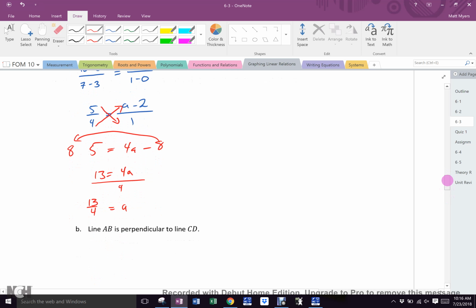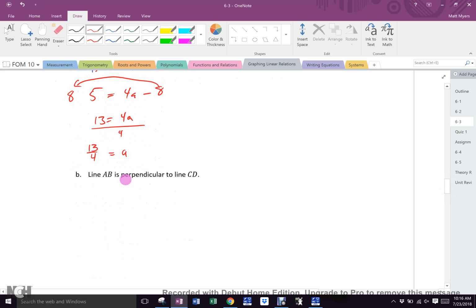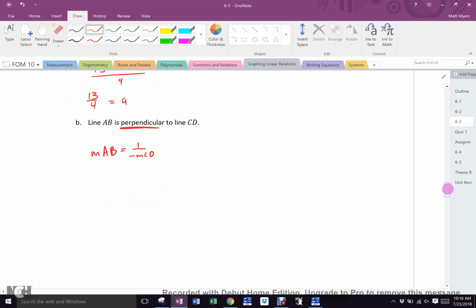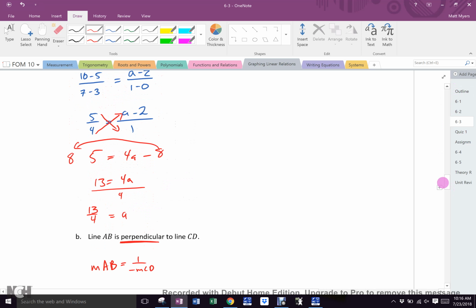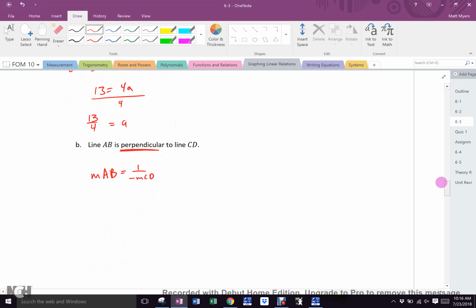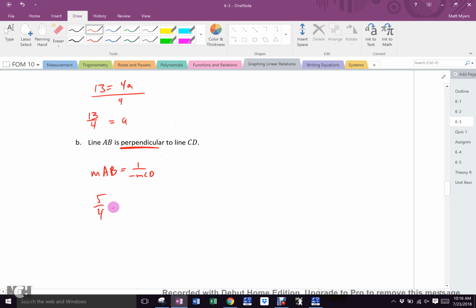Okay, now, line AB is perpendicular. So, if they're perpendicular, then the slope of AB must equal, what do I have to do to CD? Flip it and change the sign, right? So, CD, 1 over negative slope of CD. Do I know the slope of AB? I just found it. What is it? 5 over 4. And that would have to equal now.